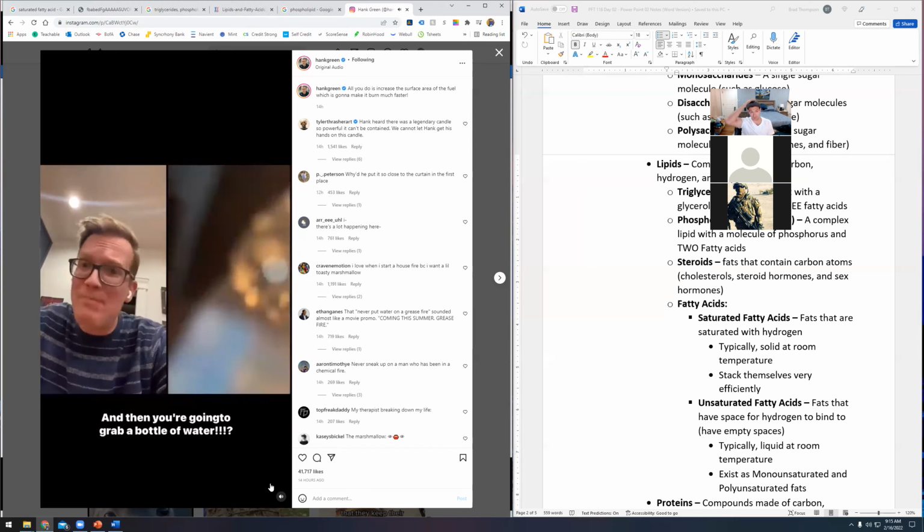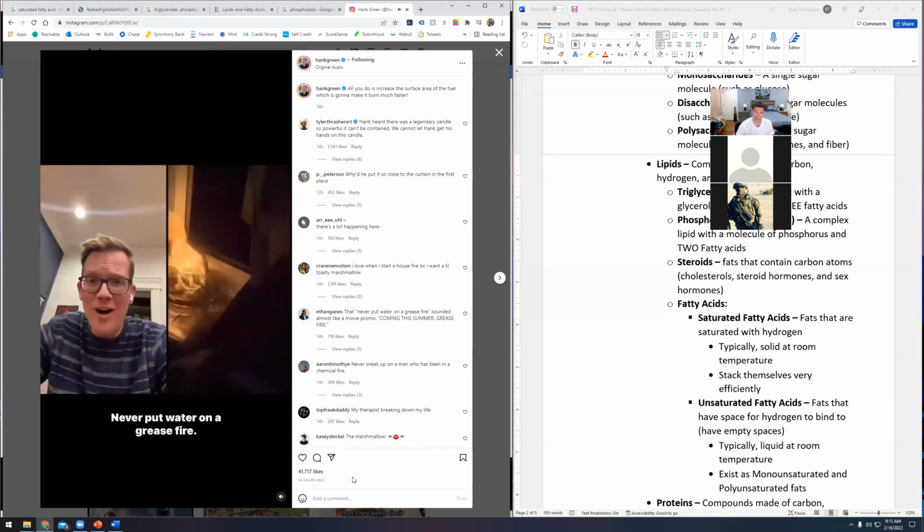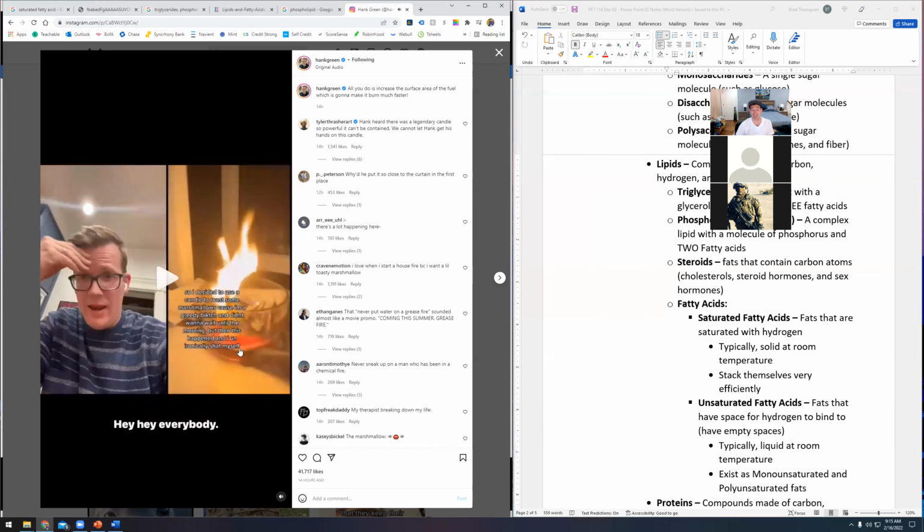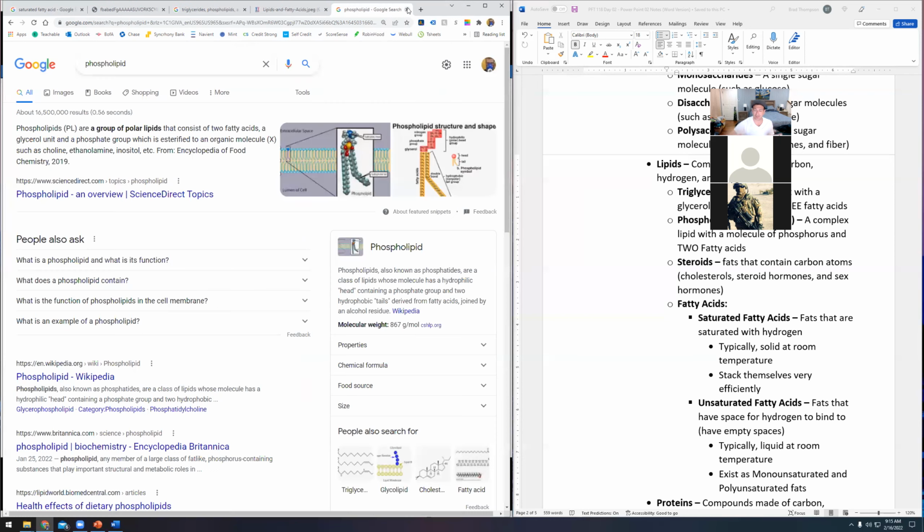And then you're going to grab a bottle of water. Never put water on a grease fire. So how much worse that got, right? The reason that got so much worse is because the flames up here, as water's hitting that, it will extinguish some of it. Yes, absolutely, right? But the problem is the water is going to keep moving and then it hits the oil and splashes it everywhere, because it doesn't actually move through the oil, because oil does this when it's in water, right?